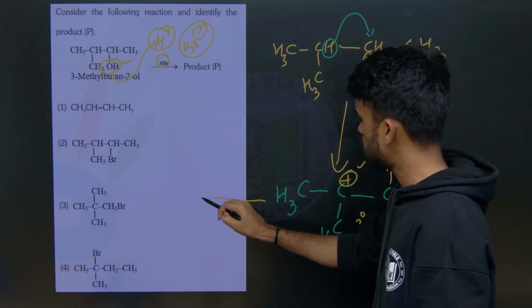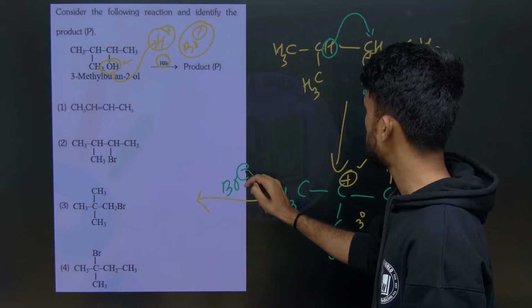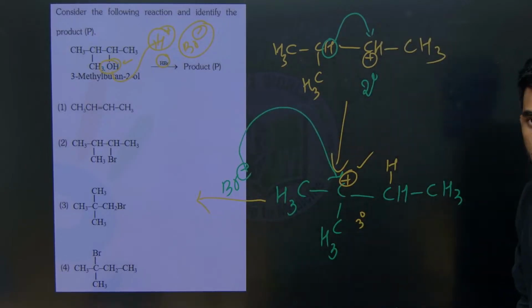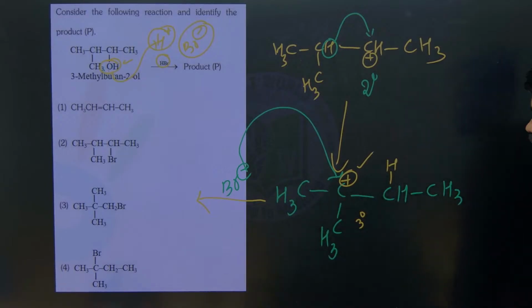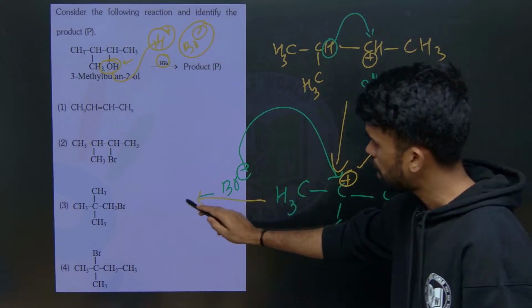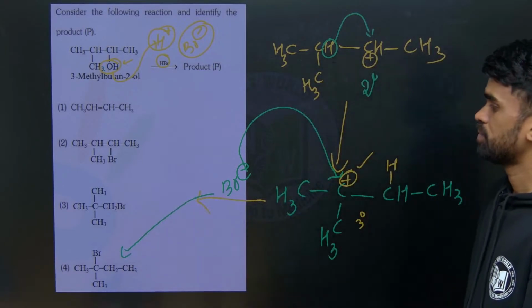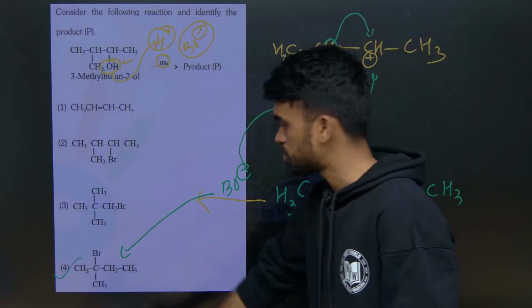Okay. Now what is the other thing we have? We have the negative part, Br minus. So Br minus will attack this carbocation and give the final product. Tell me, what is the final product we have? The Br minus attached to the tertiary carbon. So we have only option number 4. So that will be the correct answer for this question. I hope it is clear. Fourth option is correct.